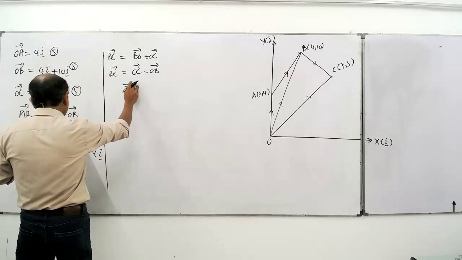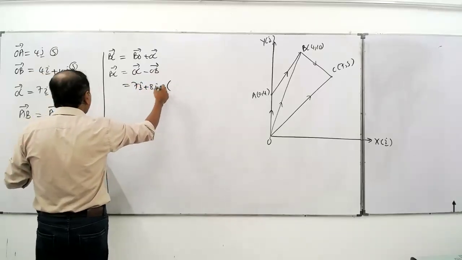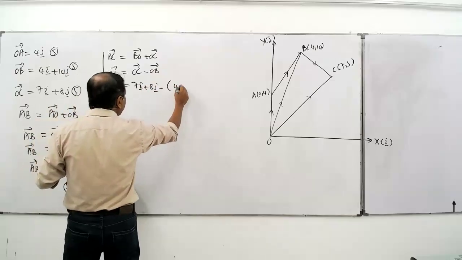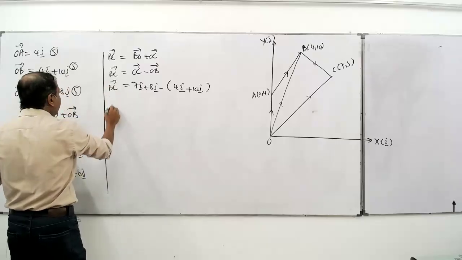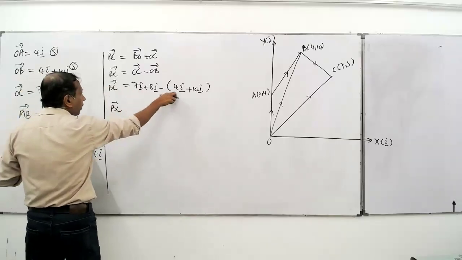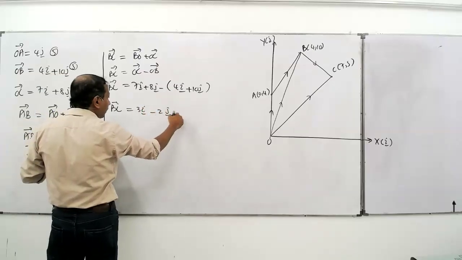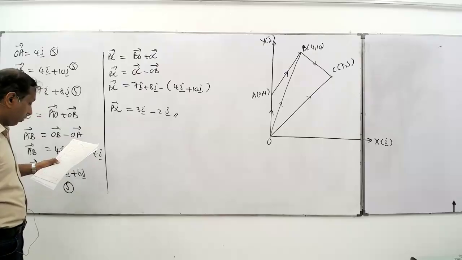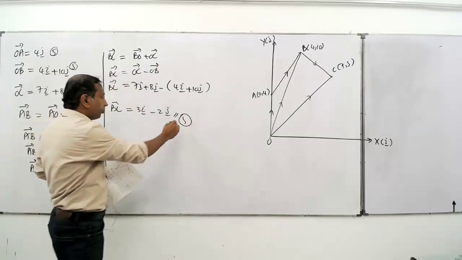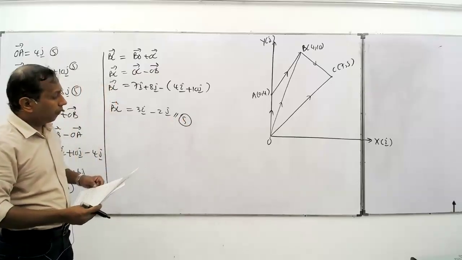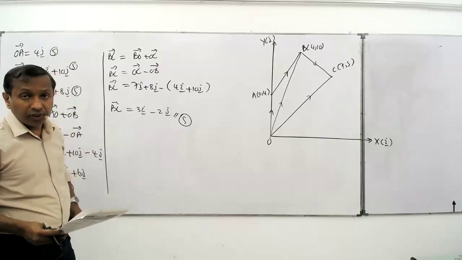Here, 7i plus 8j minus OB, 4i plus 4j, 4i plus 10j. Then this is our BC. Simplify this: 7i minus 4i is 3i, 8j minus 10j is minus 2j. This is also 5 marks. The question asks us to show that AB and BC are perpendicular.